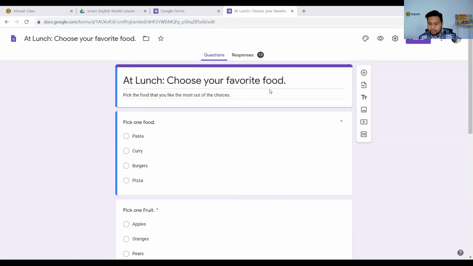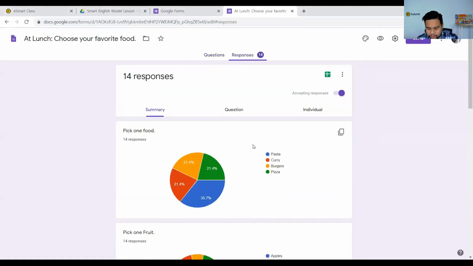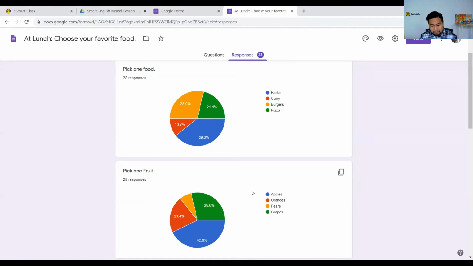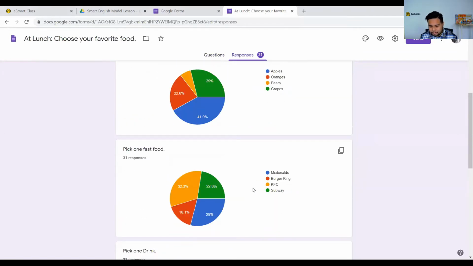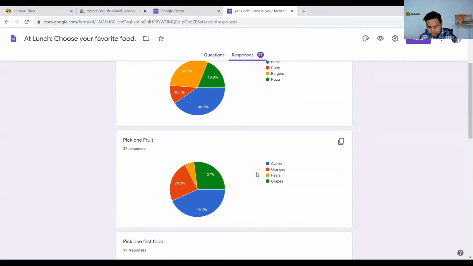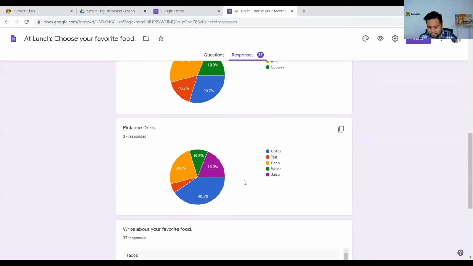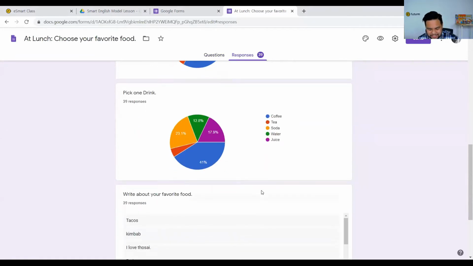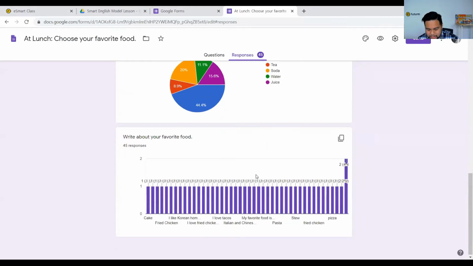So this is one way to do a warm-up. I'm looking through to see what the answers are for everyone. Between pasta, curry, burgers, and pizza, it looks like pasta is an overwhelming favorite right now, as well as apples being the best fruit. We can see a live view into what people are picking. A lot of people like coffee. Not surprised. Thank you guys. They're saying done in the chat. And then writing in your favorite food.